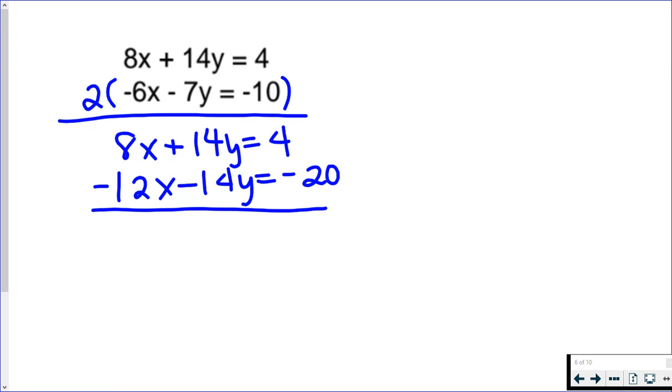So we have 8 minus 12, which would be negative 4x. My y's are going to cancel. They only cancel if they have opposite signs. So when you're doing elimination on your own, make sure that they have opposite signs before you cross them out. And I have 4 minus 20, which is negative 16. My last step is to divide by negative 4, and I'm done.